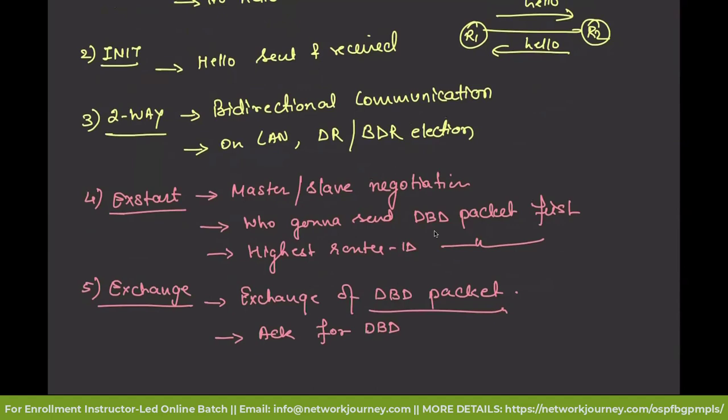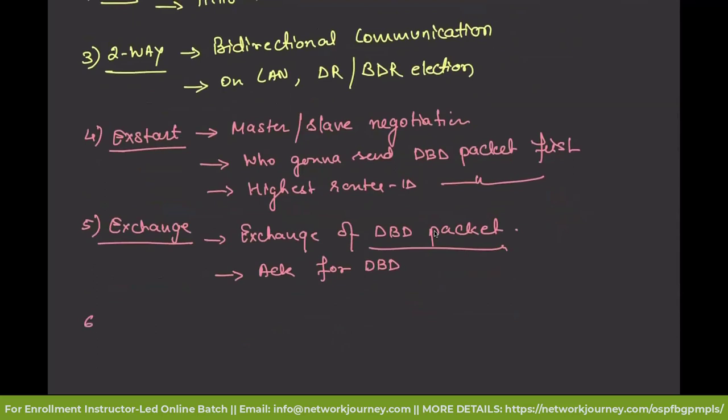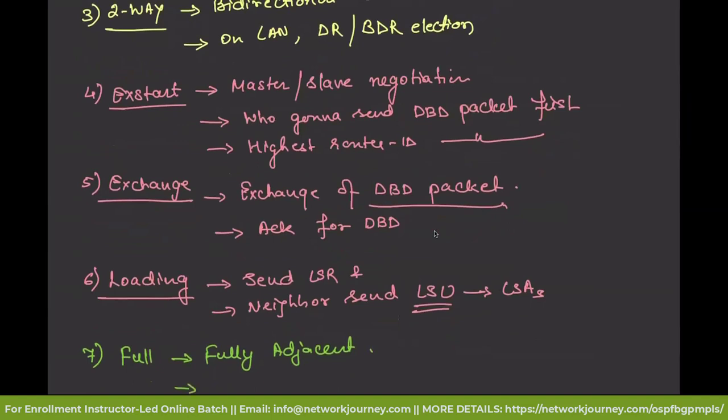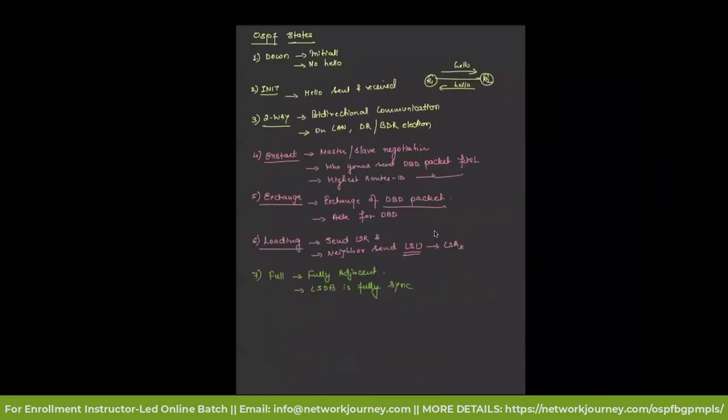After this, if you missed any LSA, it's going to ask for that LSA. It's going to send the LSR packet, which I told you yesterday, and then your neighbor is going to send the LSU, the link state update, which contains your LSAs. And then after this, they go to the full state, where they become fully adjacent and your LSDB, the link state database, is fully synced. So these are the different states, guys.